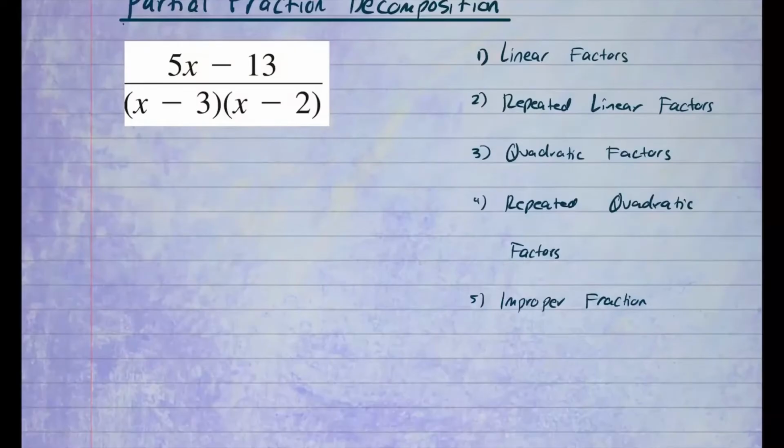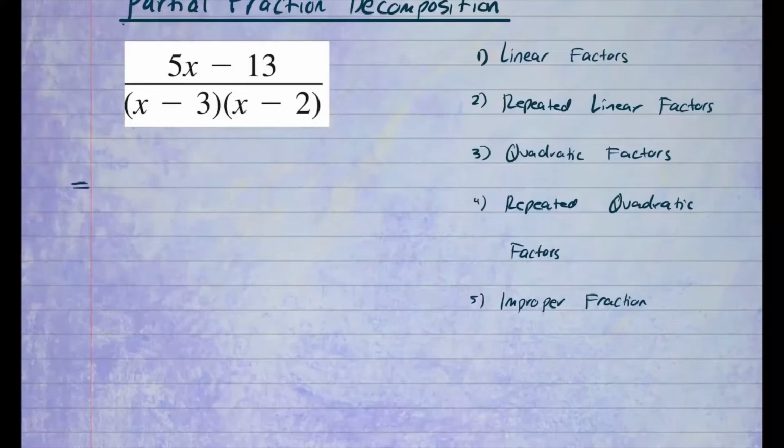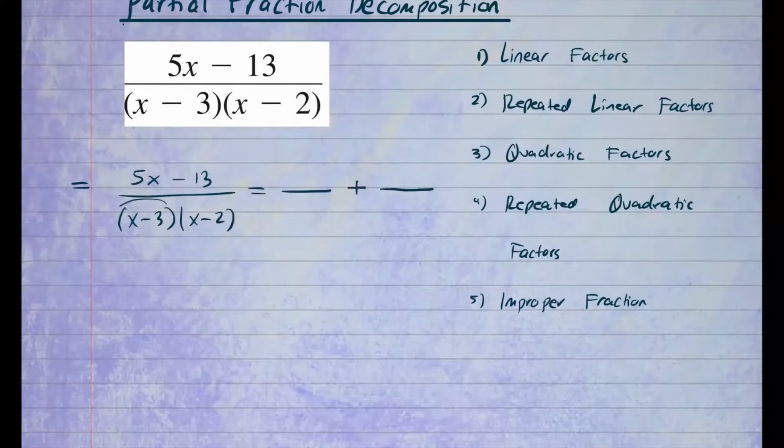We can go ahead and factor the denominator, which in this case is already factored. So I can write it as follows. This is 5x minus 13 over x minus 3 times x minus 2. You break this up into two fractions. The denominators are these. You'll have two linear factors: x minus 3 and x minus 2.